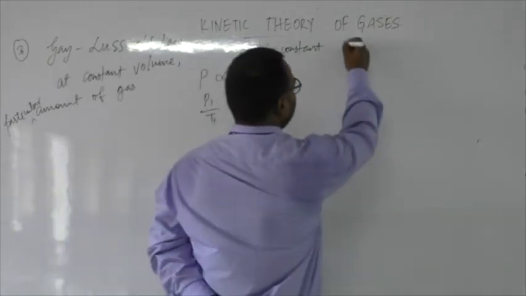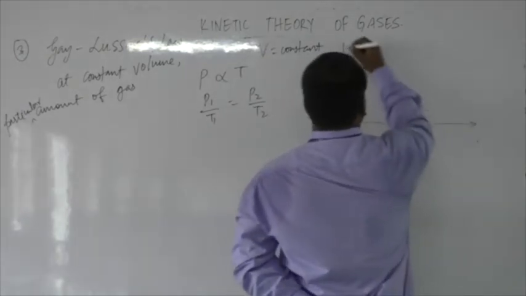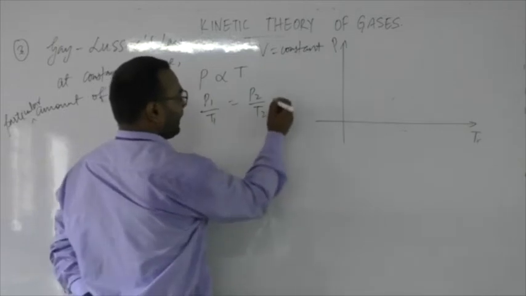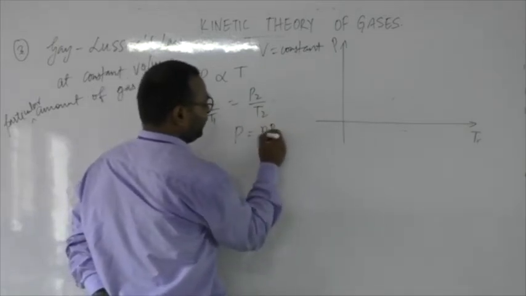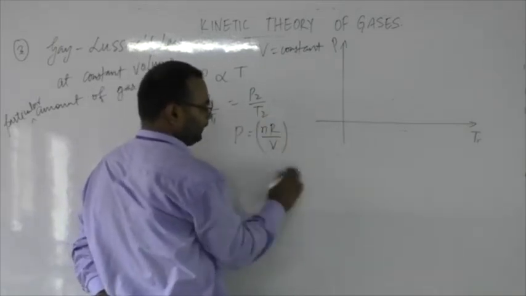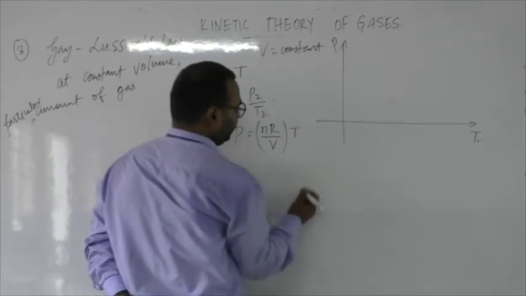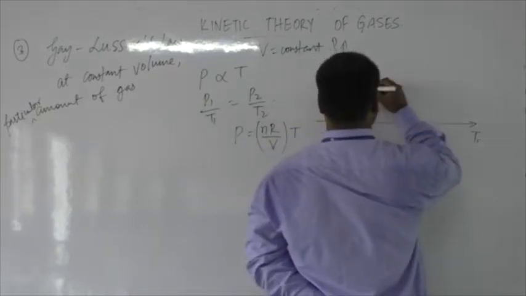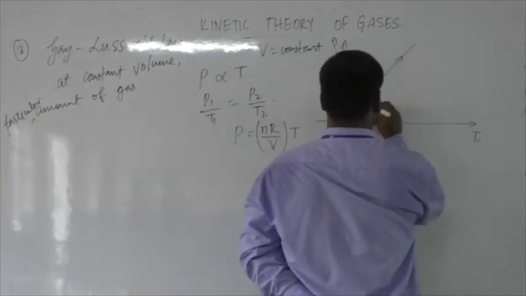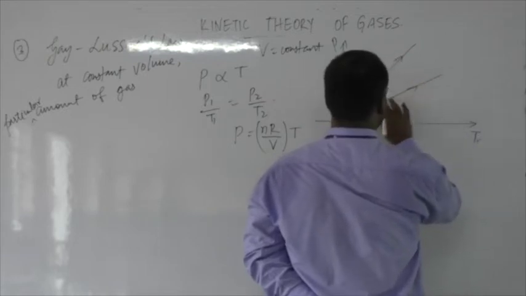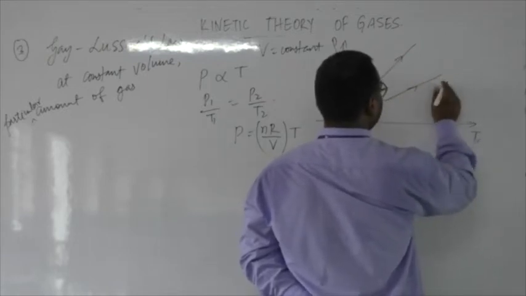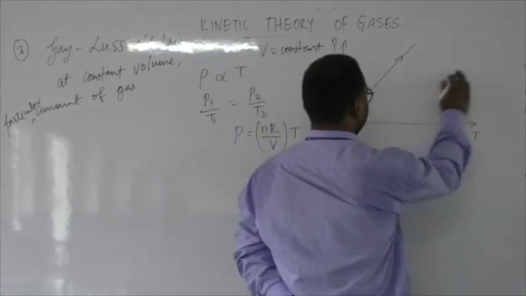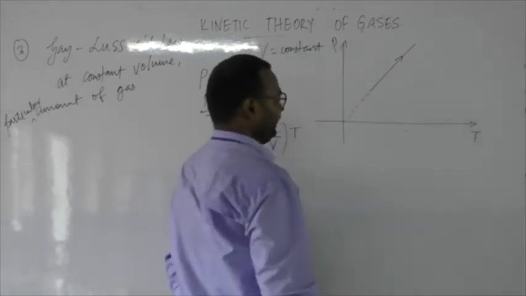Now again we'll draw the curve for this. So P versus T. When you write P equals NR upon V into T, again it is a straight line graph. So this goes like this. Any two graphs will be there. So this is the graph of P and T.